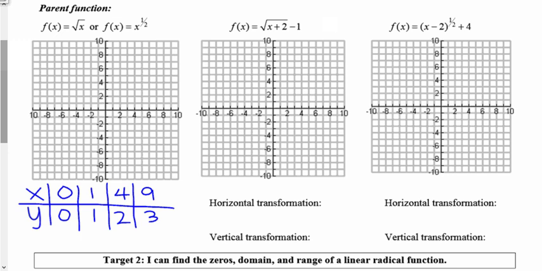So I'm going to go ahead and graph these points. I start at 0, 0. Then I go 1, 1, 4, 2, 9, 3. So here's my parent graph of the square root of x. And there's my parent table.